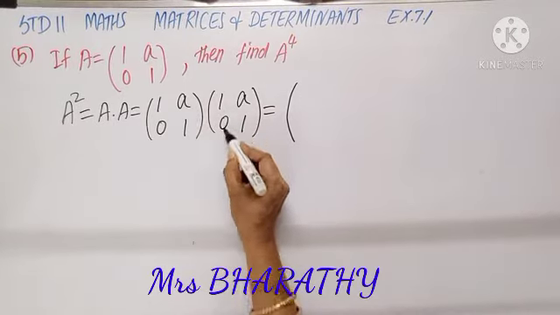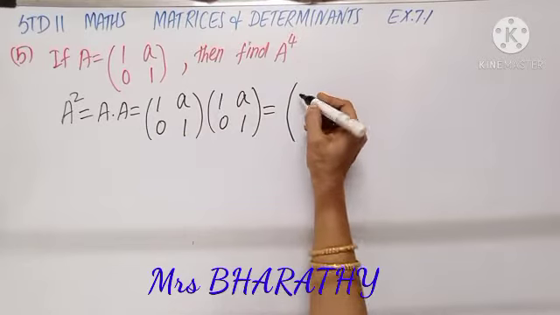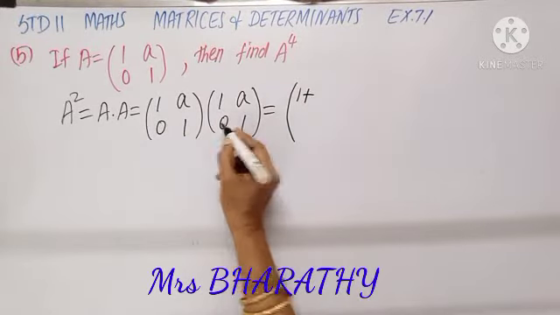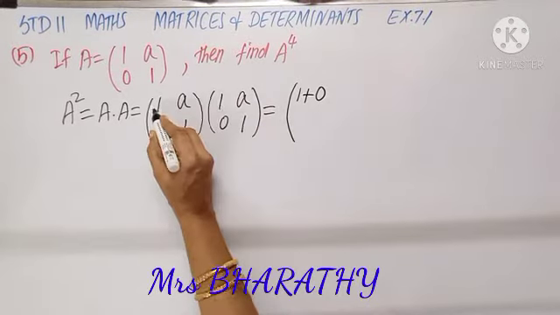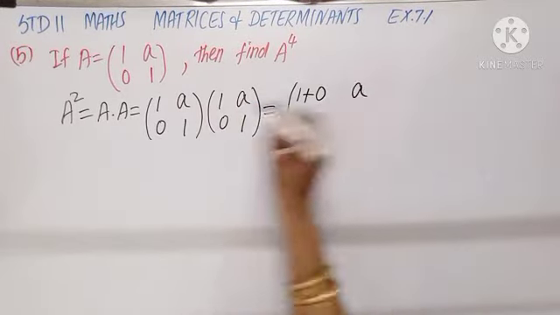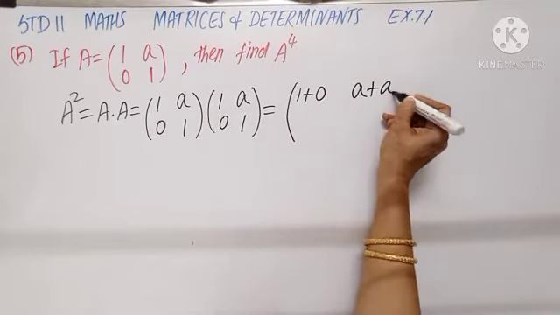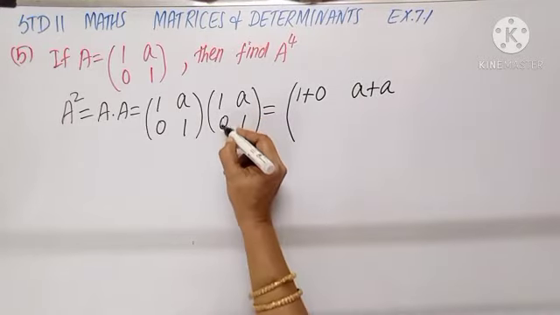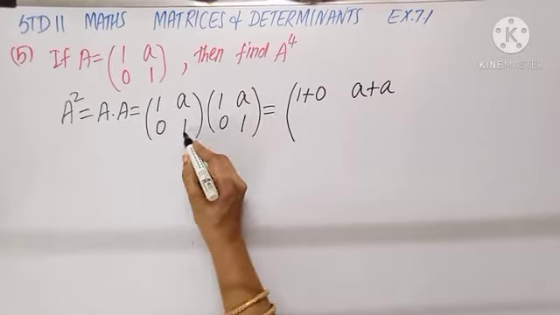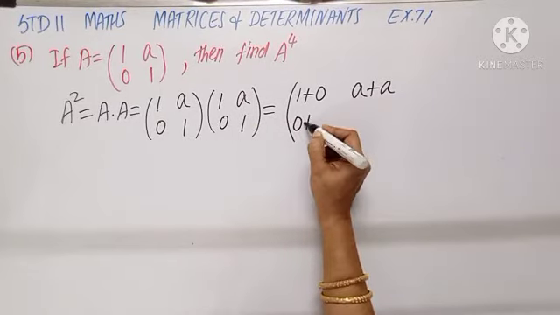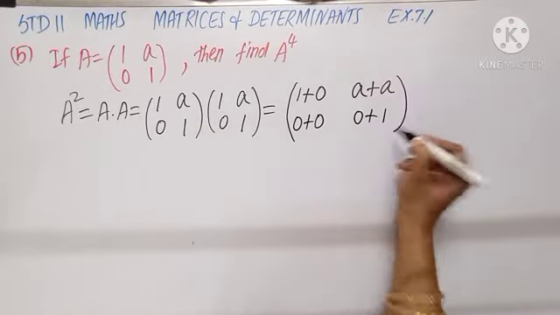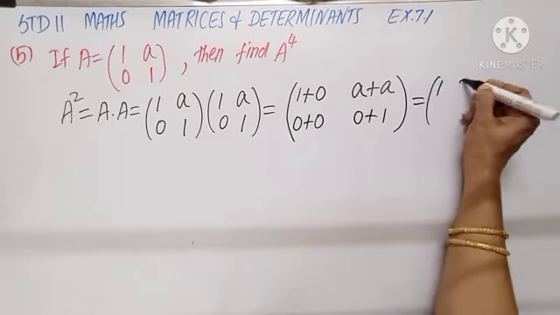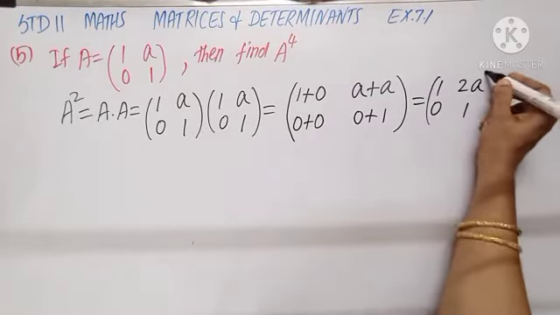Row by column. 1 into 1 plus A into 0. First row by second column: 1 into A plus A into 1. Second row by first column: 0 into 1, 1 into 0, both are 0 only. Then 0 into A, 1 into 1. As we simplify, we get [1 2A; 0 1].